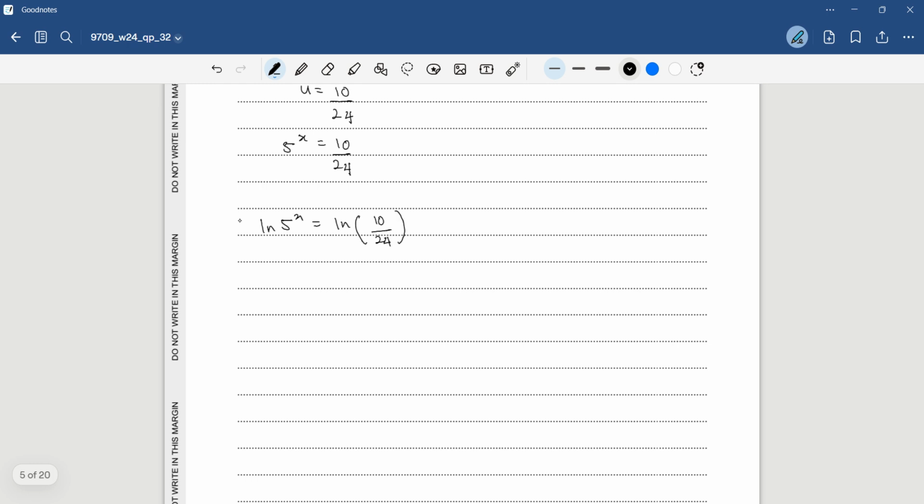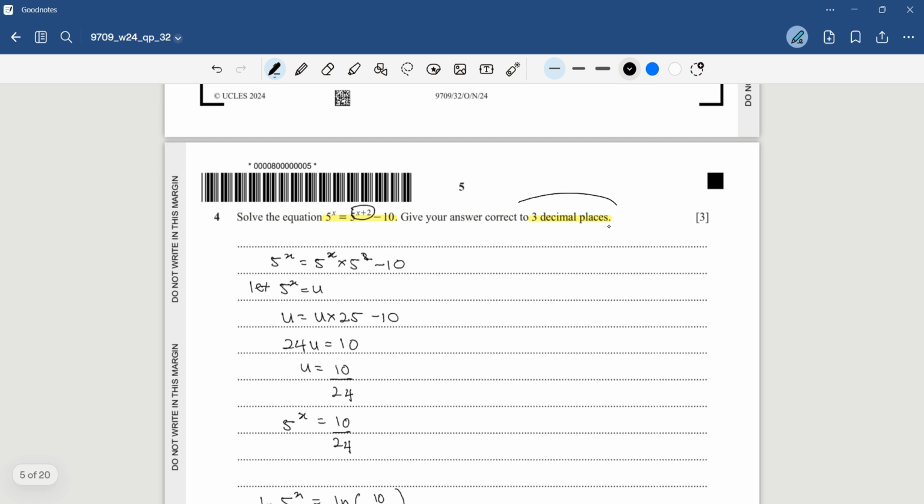Therefore, you can bring the x in front, so x will be in front there. So x is equivalent to ln of 10 over 24 divided by ln 5. You can press the calculator and you will get negative 0.544, because the question specifically mentioned correct to 3 decimal places.